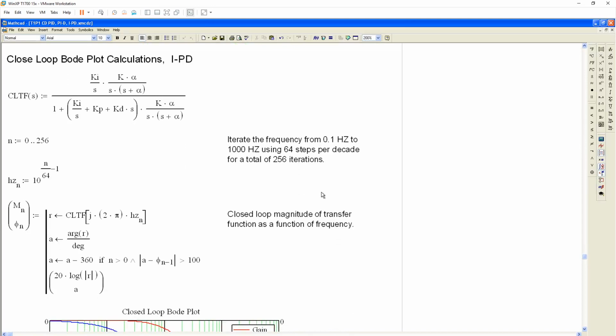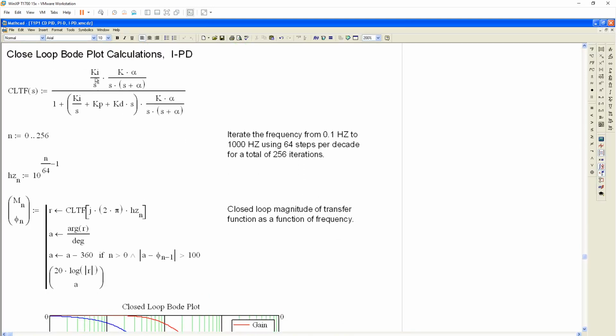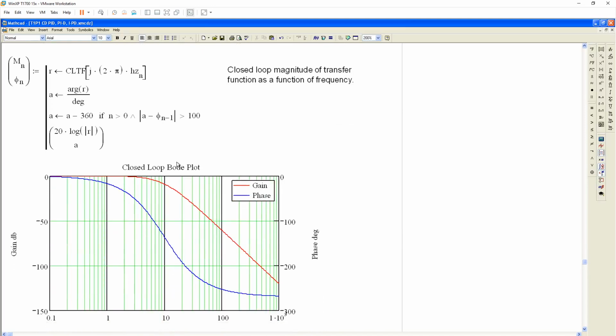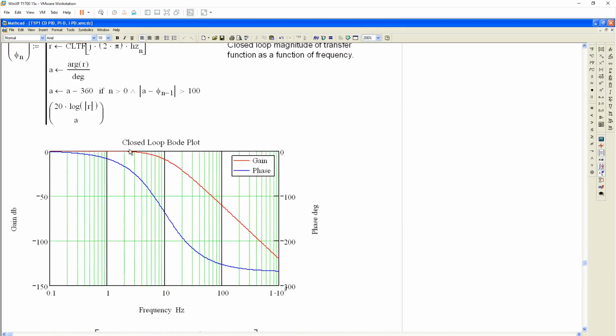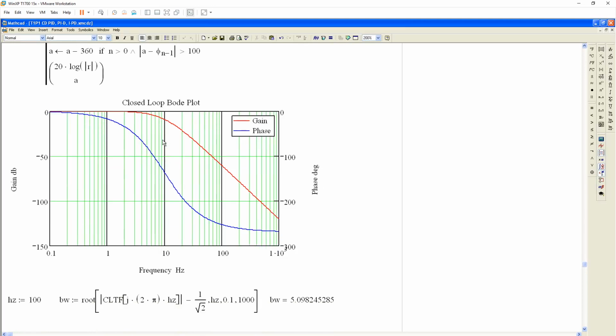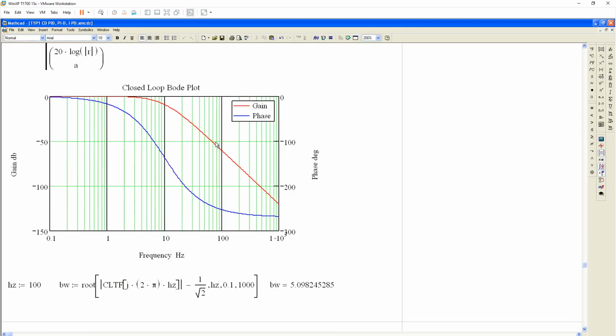Then on the I minus PD, again, there's no proportional term or derivative term in the forward path, but they're still in the feedback path. And there's going to be no overshoot. There's going to be no sections where the gain is greater than, well, here we have 0 dB or 1. And the reason why is because there's no zeros. But the penalty you pay is a lower bandwidth.